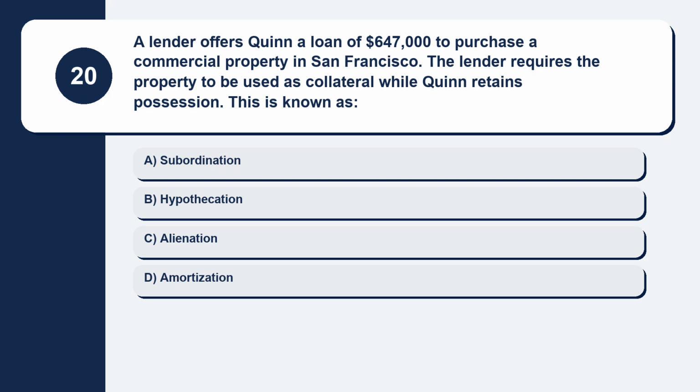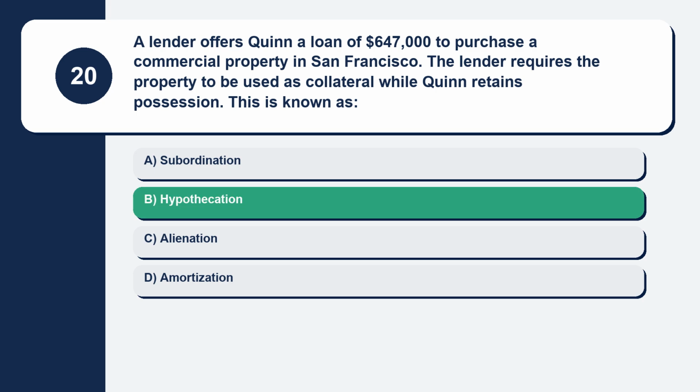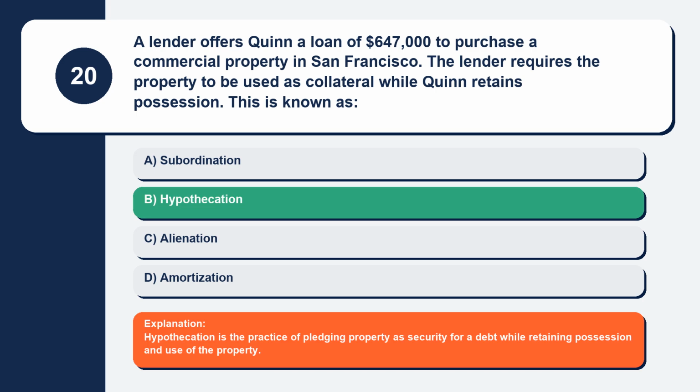Question 20. A lender offers Quinn a loan of $647,000 to purchase a commercial property in San Francisco. The lender requires the property to be used as collateral while Quinn retains possession. This is known as. Here are your options. Option A, subordination. Option B, hypothecation. Option C, alienation. Option D, amortization. The correct answer is option B, hypothecation. Explanation: hypothecation is the practice of pledging property as security for a debt while retaining possession and use of the property.